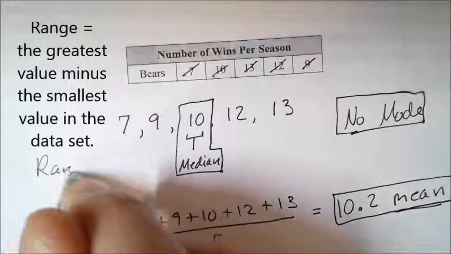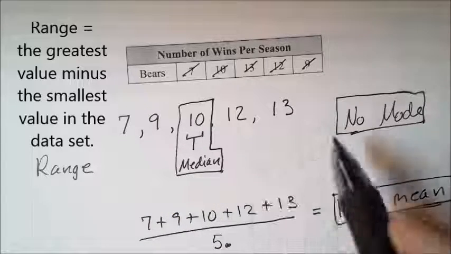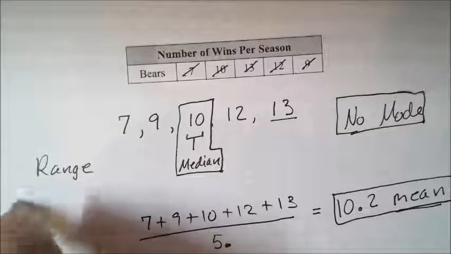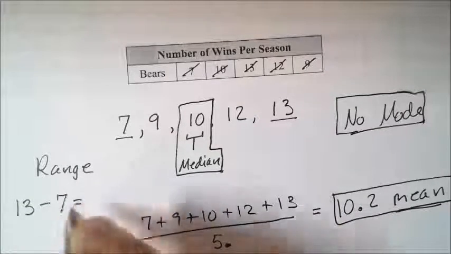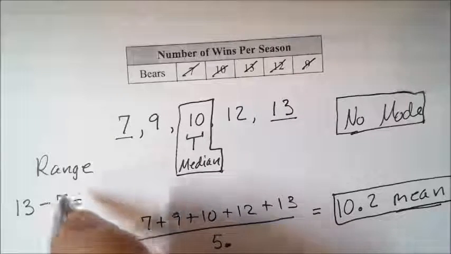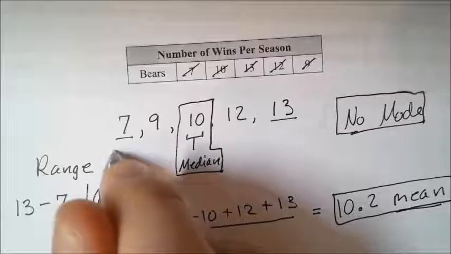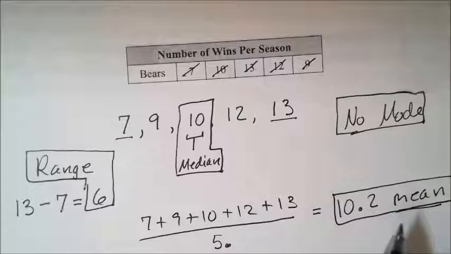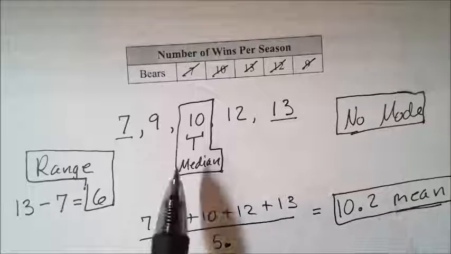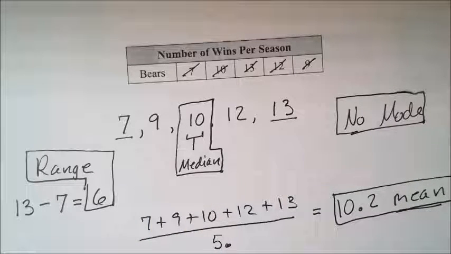And when we find range, we just want to take the highest number and then subtract the lowest number from it. So my maximum value is 13, so I'm going to put 13 minus my minimum value, which is 7. And if I take 7 from 13, that's going to leave me with 6. So my range, I'll box it all together, is 6. So now we have the mean, the median, the mode, and the range. And we're done. Go ahead and complete the rest of the problems at this particular center.